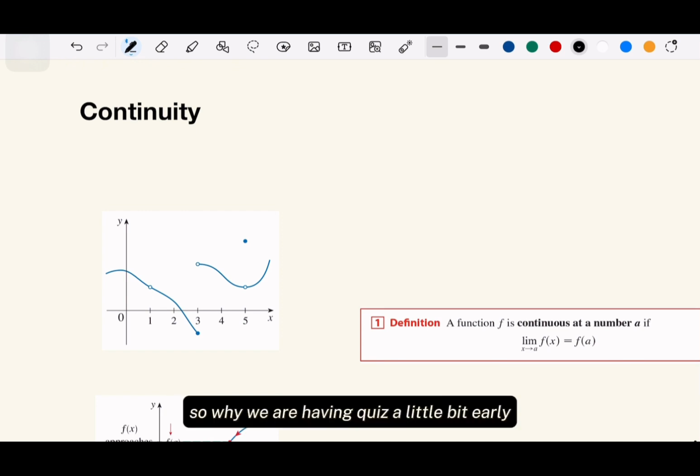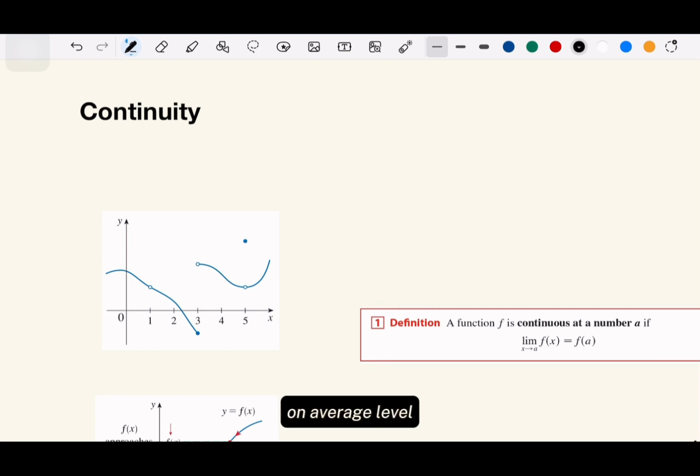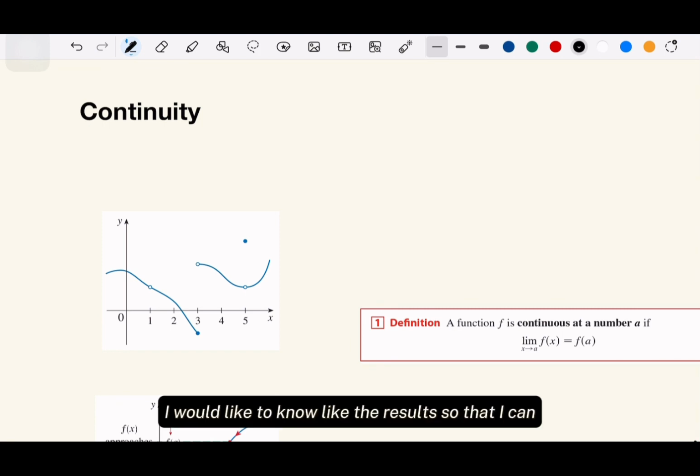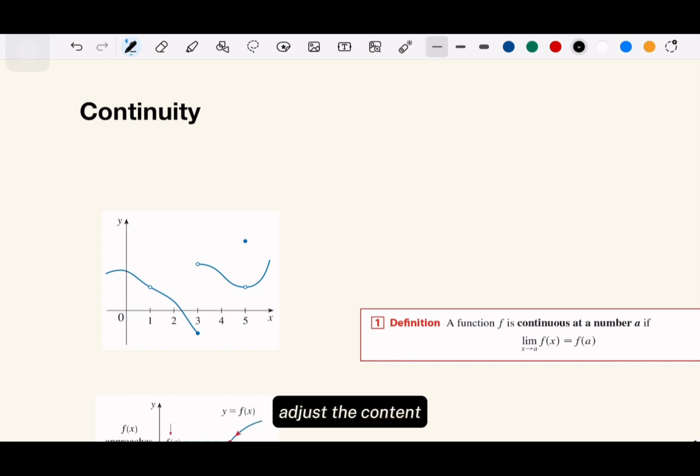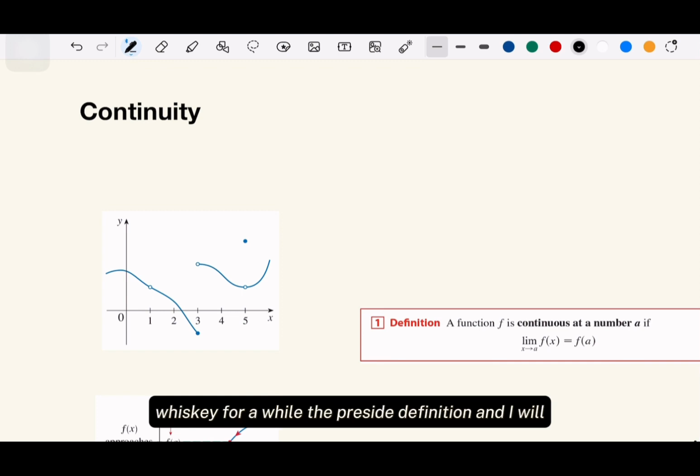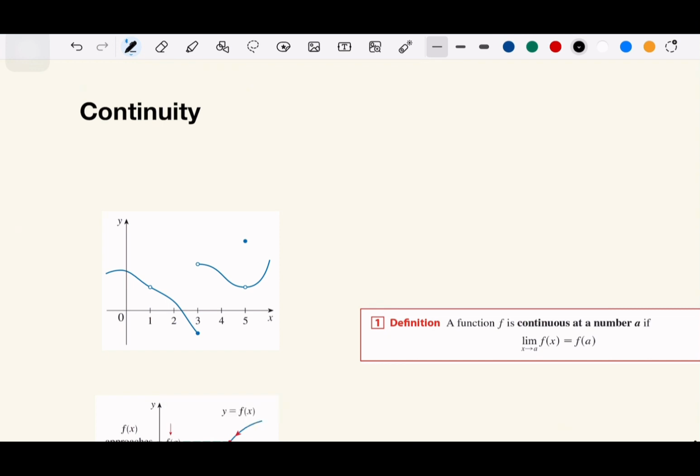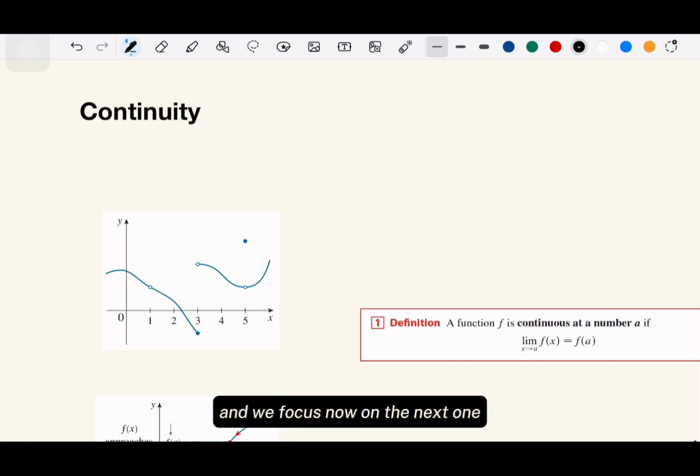So why are we having a quiz a little bit early? Because I would like to know how you are at an average level. I would like to know the results, so that I can adjust the content. And also, as I mentioned, we skip for a while the precise definition, and I will give you additional material about that. We're focused now on the next topic, which is continuity. Okay?